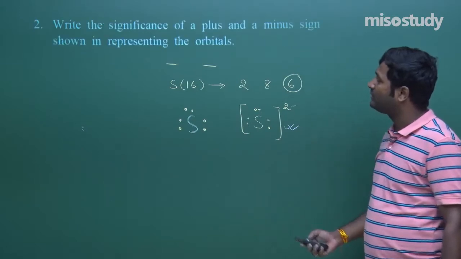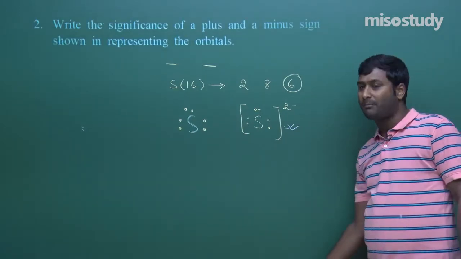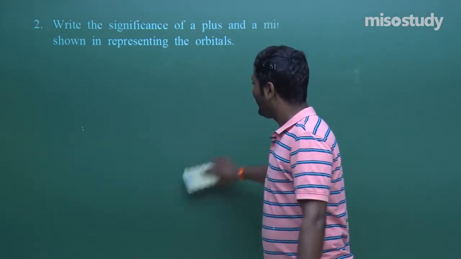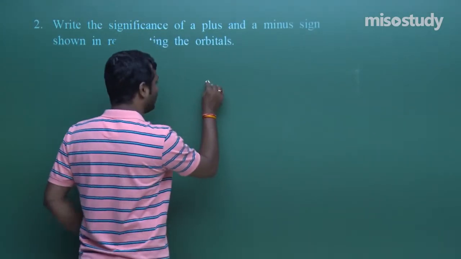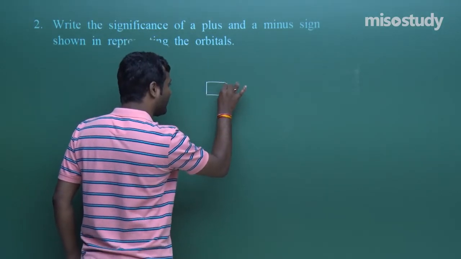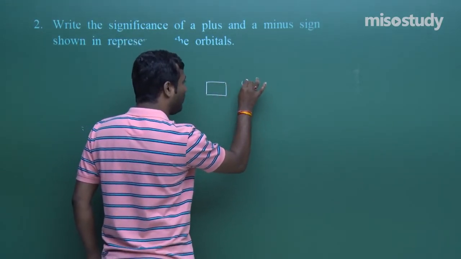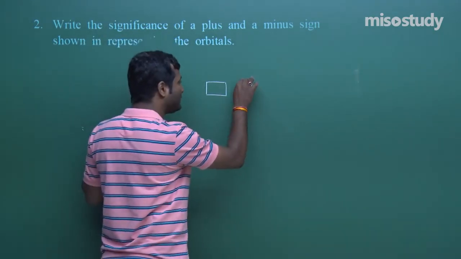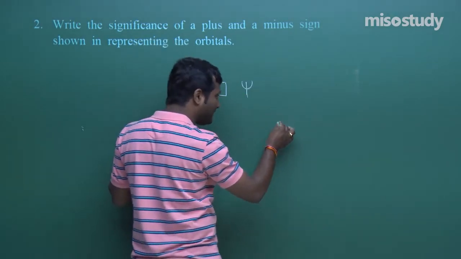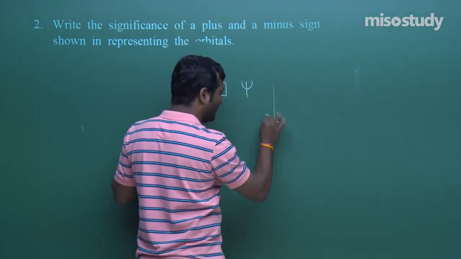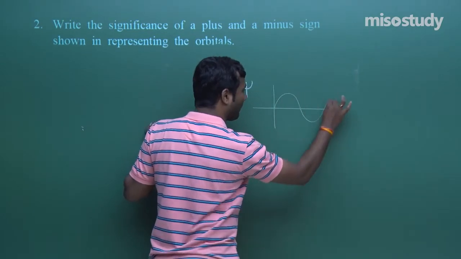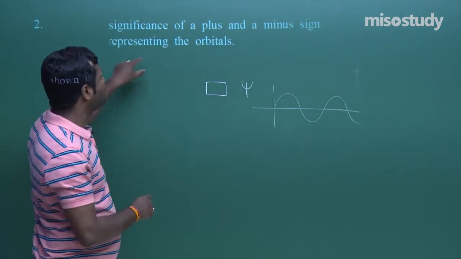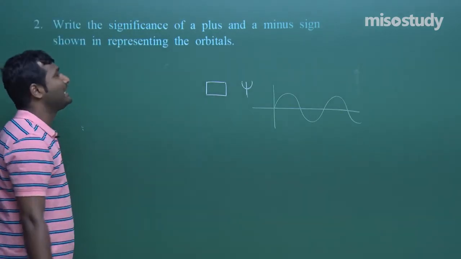That is question number 2. Write the significance of plus and minus sign given in the orbital diagram. As we know, an orbital is represented by the wave function, that is psi, from the Schrodinger wave equation. That means it will have positive and negative values. Clear to you? The positive sign shows a positive wave function and the negative sign shows a negative wave function.